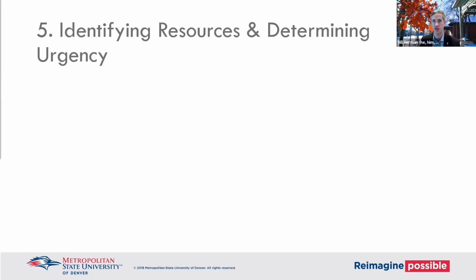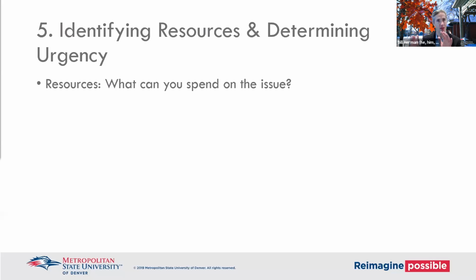Fifth of six, you have to identify resources and determine urgency. By resources, we just mean what can you spend on the issue? That can mean money, but it can also mean personnel hours, time, focus. Is lining up our behavior with this value worth the time of the C-level suite? If the answer is yes, then you mean that value. If the answer is no, you don't really mean that value.